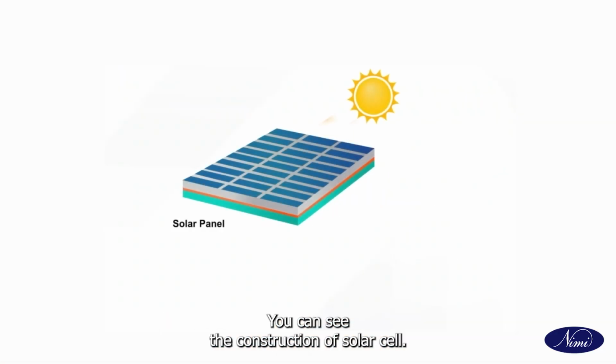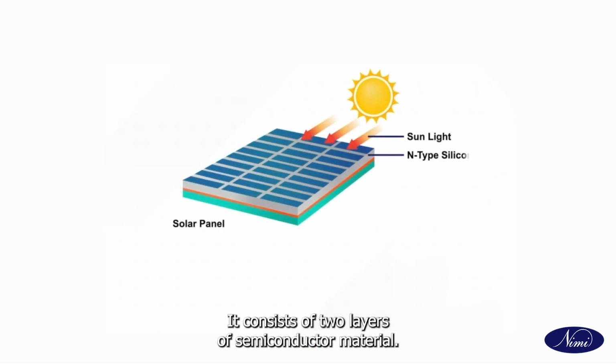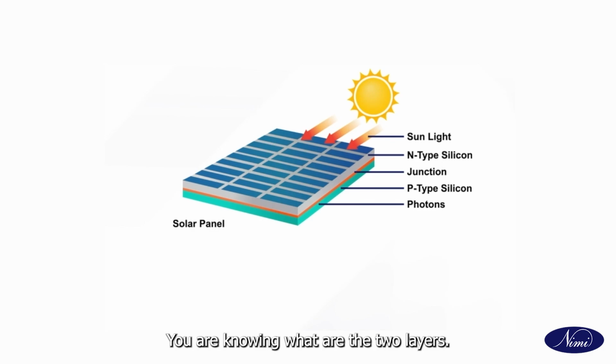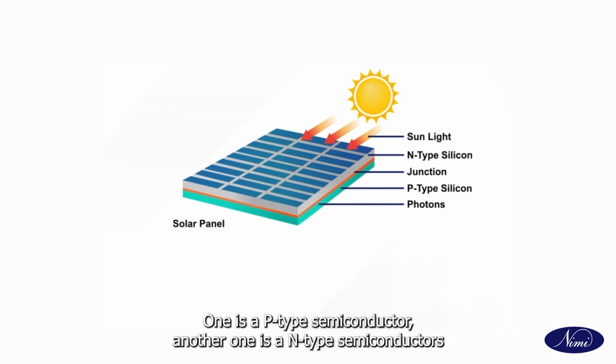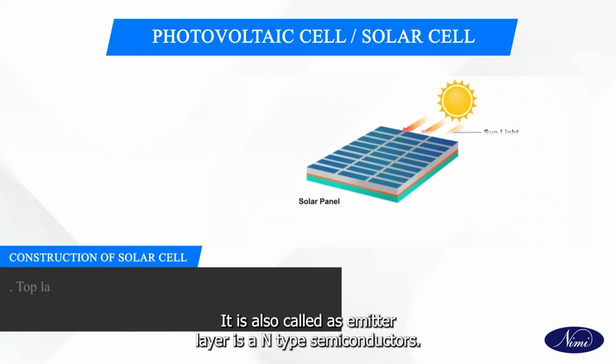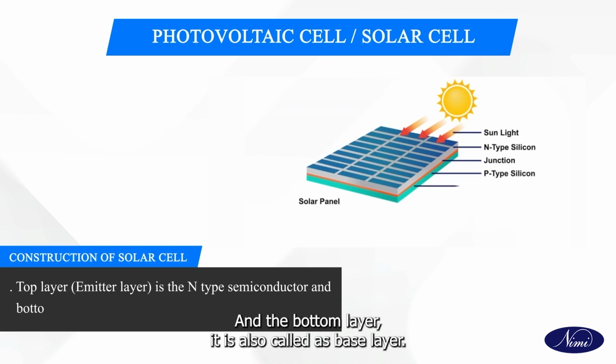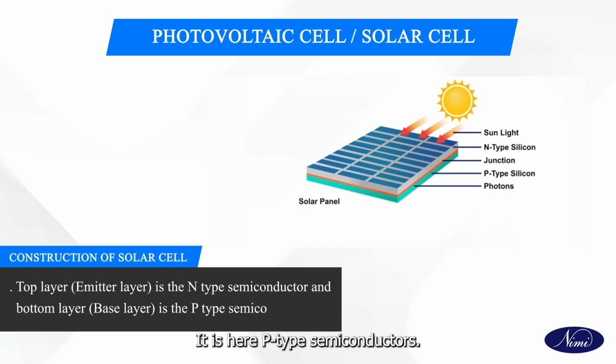In the figure you can see the construction of a solar cell. It consists of two layers of semiconductor material. Already you know what the two layers are. One is a P-type semiconductor, and the other is an N-type semiconductor. The top layer, also called the emitter layer, is an N-type semiconductor, and the bottom layer, also called the base layer, is a P-type semiconductor.